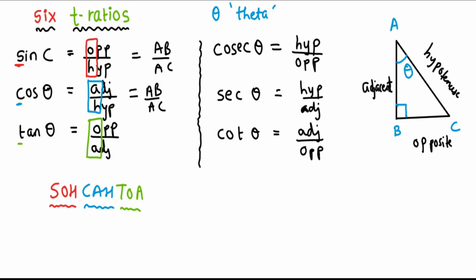One more thing to note over here is, let's say the sides are of length 5 units, 3 units and 4 units respectively. Then sine C will be given by AB upon AC, which will be 4 upon 5. Cos theta will be given by AB upon AC, which is again 4 upon 5. Both the values are the same because for sine we have taken reference angle as C and for cos we have taken reference angle as theta. So for sine ratio, the reference angle is different from cos ratio's reference angle.